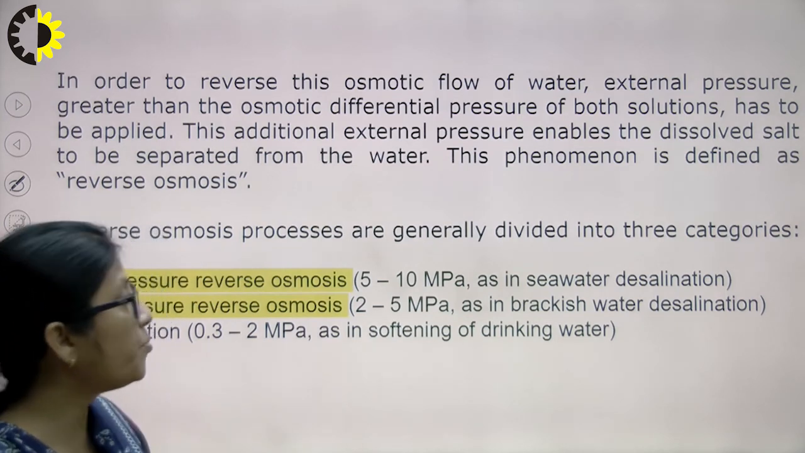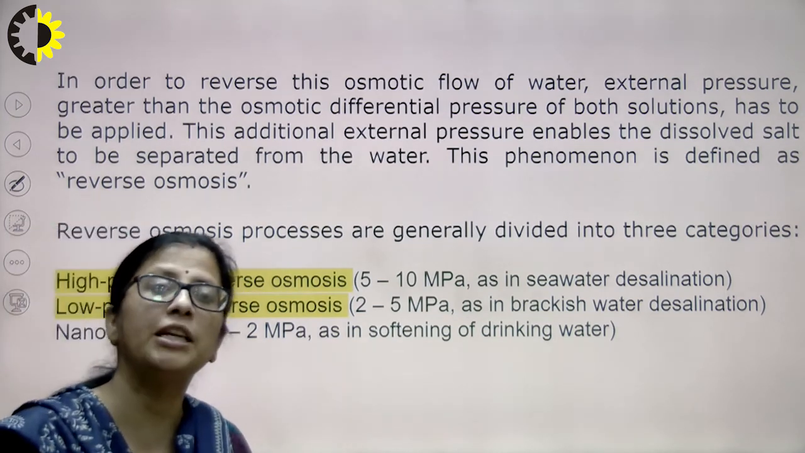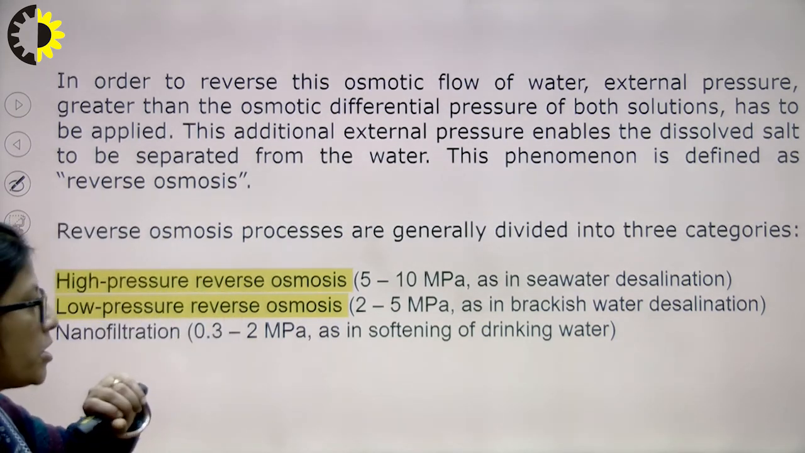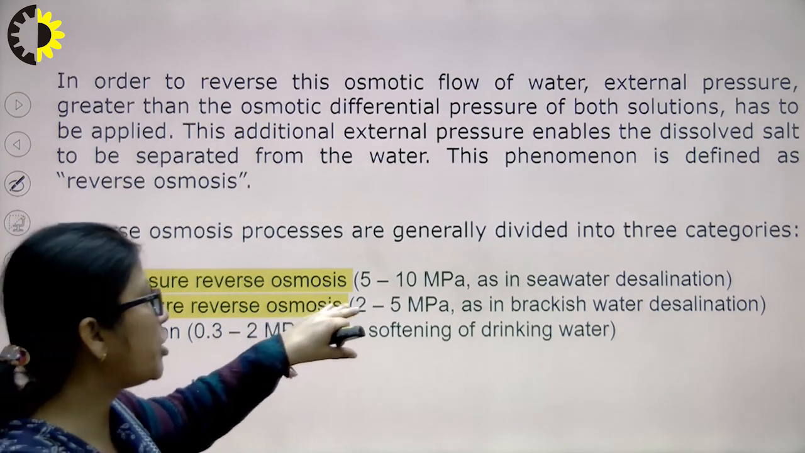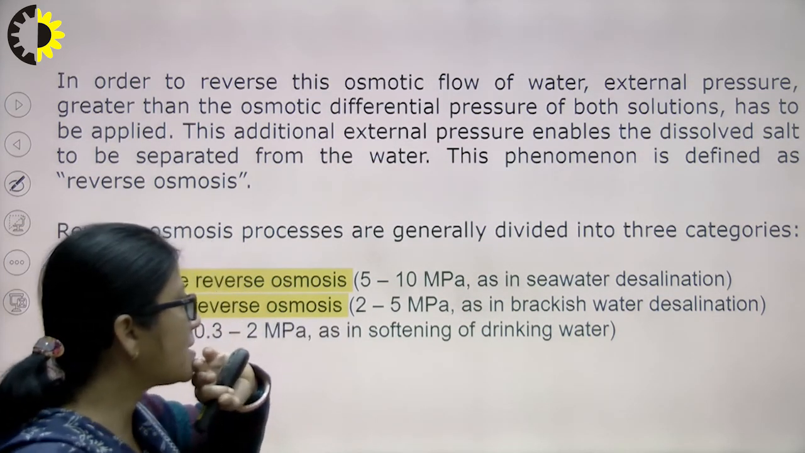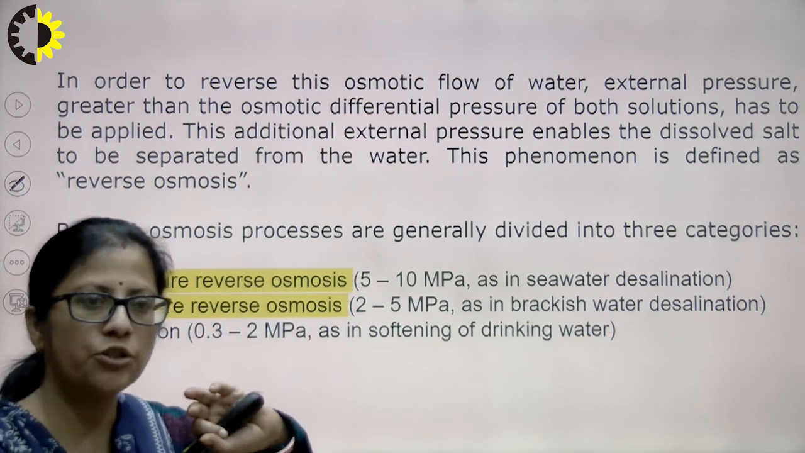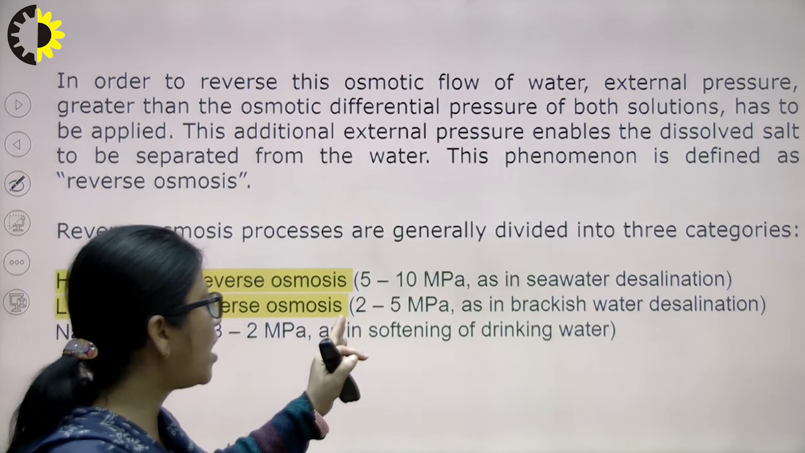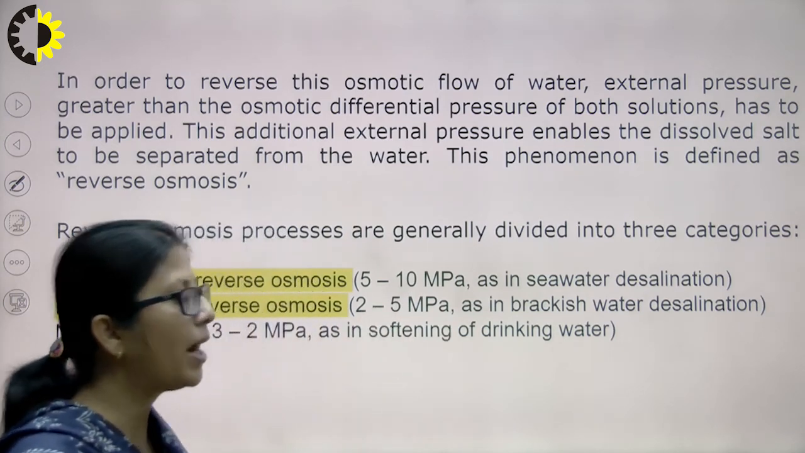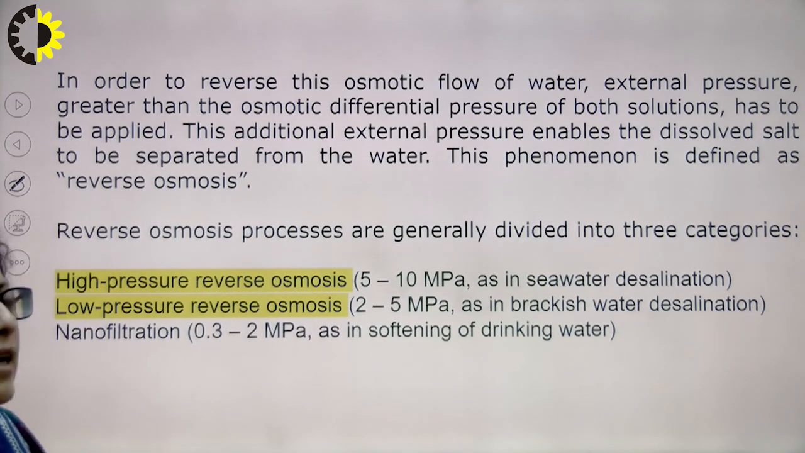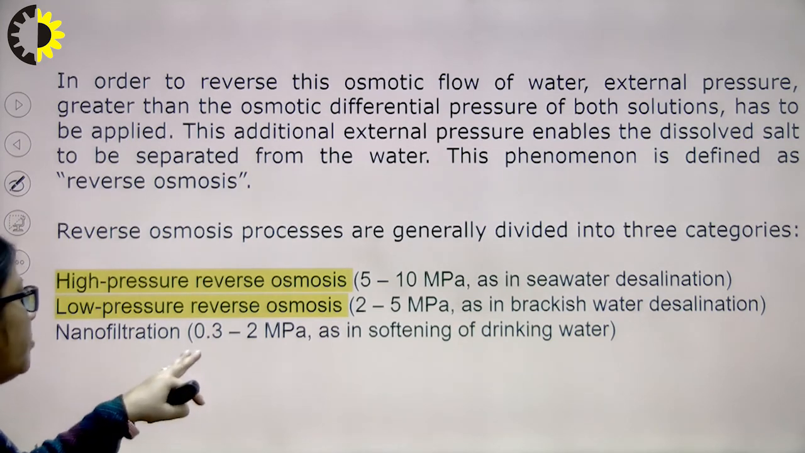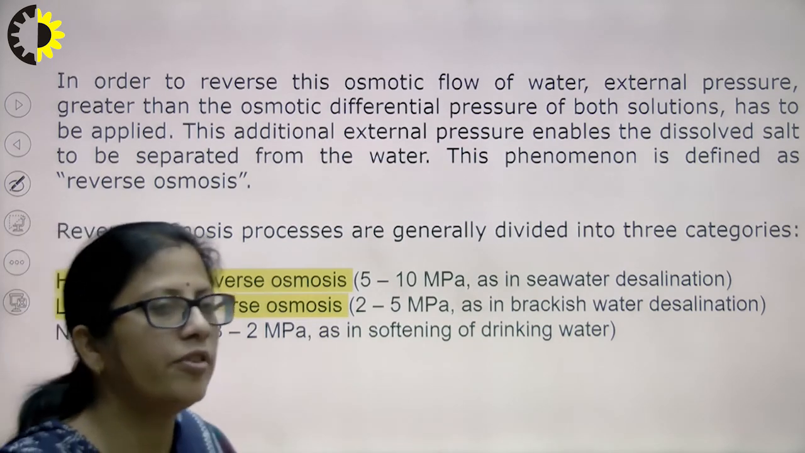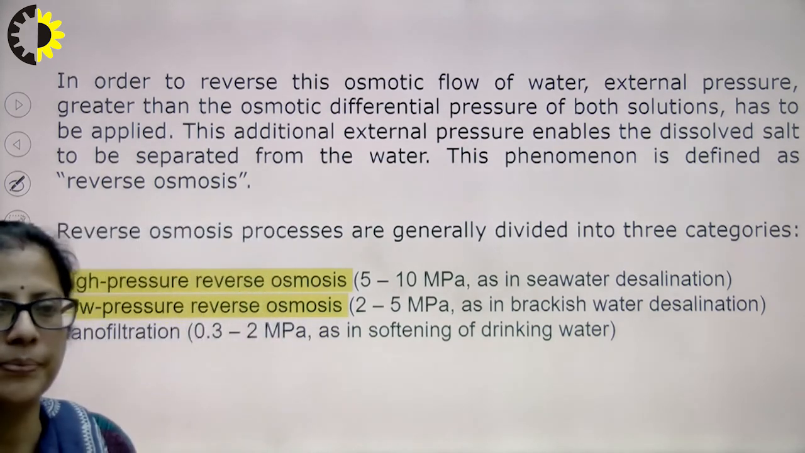Now, this reverse osmosis is generally divided into three categories. First category is the high pressure reverse osmosis, where we use a pressure of 5 to 10 megapascal as in seawater desalination. Then the low pressure reverse osmosis, where the pressure is around 2 to 5 megapascal as in brackish water desalination, and nanofiltration, where the pressure is around 0.3 to 2 megapascal as in the softening of drinking water.